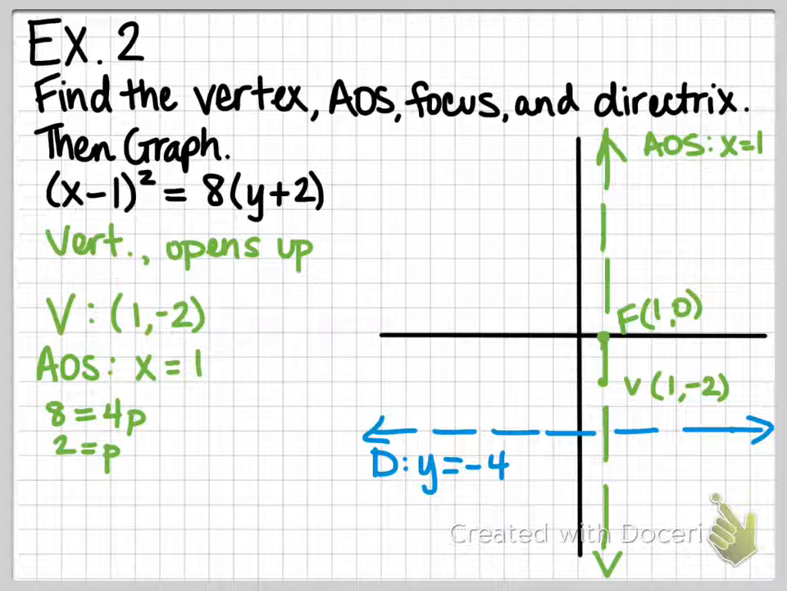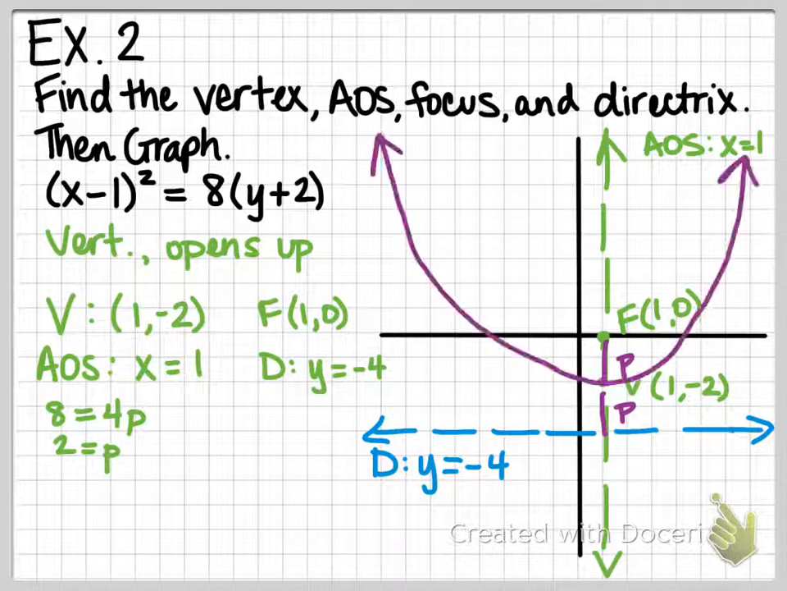So after I've put them on the graph, that's when I identify what the ordered pair is for the focus at 1, 0, and then I know the equation for the directrix is y equals -4. So I always graph it first, and then I can identify what the equations are. Okay, so then my parabola is going to open around the focus.